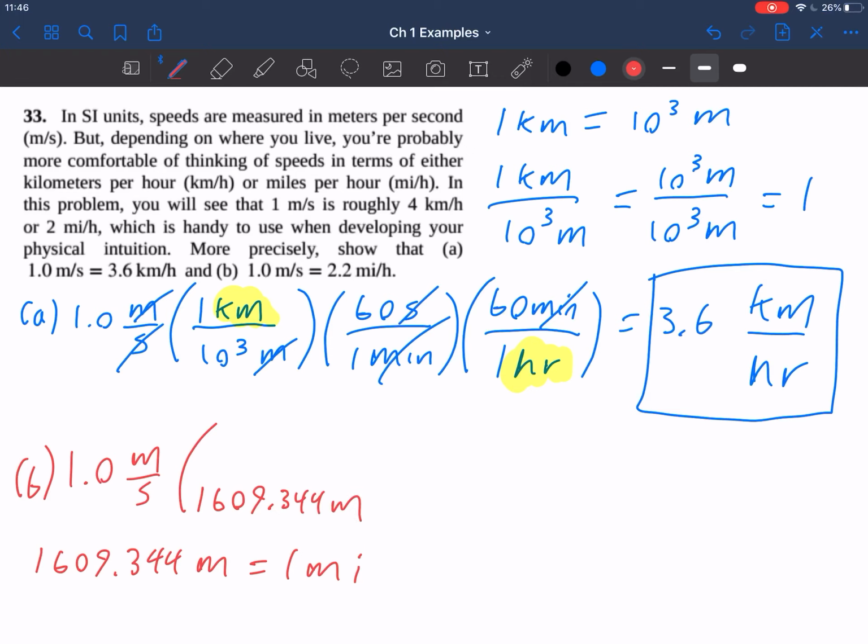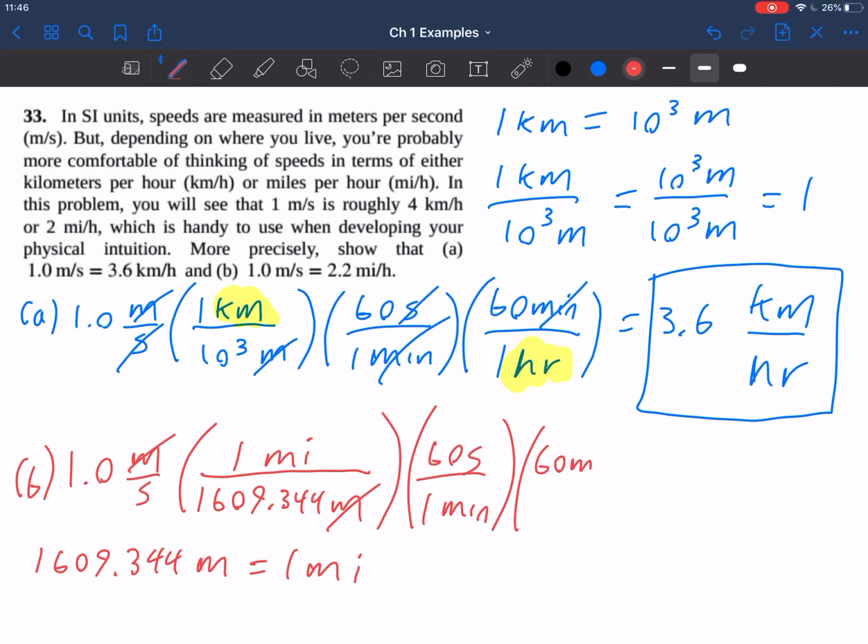Right, so 1,609.344 meters is equivalent to 1 mile. So that ratio is going to convert my meters per second into miles per second. And now I need to do again the same thing I did earlier, convert my seconds into minutes and my minutes into hours. So again, I have 60 seconds is equivalent to 1 minute, and 60 minutes is equivalent to 1 hour. So when I do this, my seconds cancel out, my minutes cancel out, and I end up with what I'm looking for, something in miles per hour. Okay, so when I multiply out all of these numbers here, I get my answer.